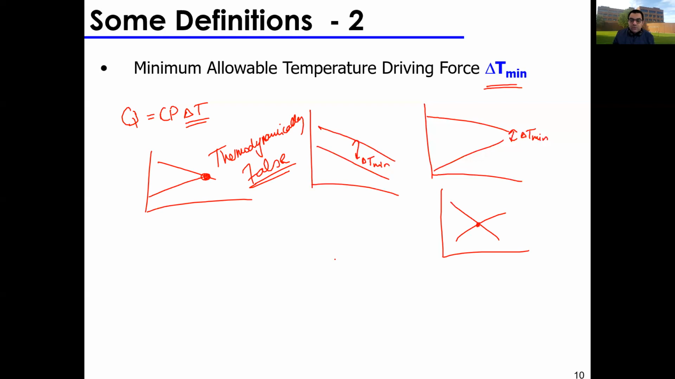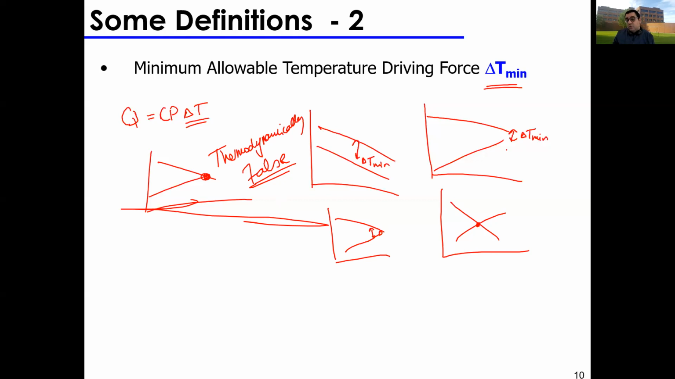If both streams, for some reason, have a point which is less than delta T min, then your heat exchanger won't work effectively, and you won't achieve your desired objective. Okay, so this case is just not possible. You're going to end up with negative numbers and strange things, and it's just thermodynamically false.